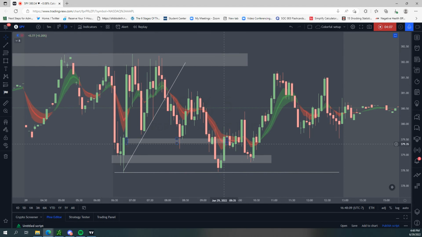I was going to take something right here. We had, it looked like an inverse head and shoulders. You can see we had that neckline right here.